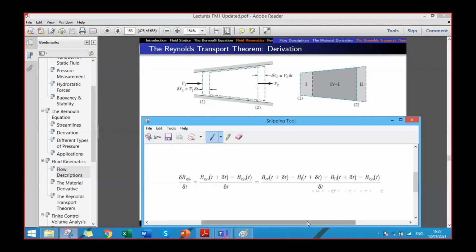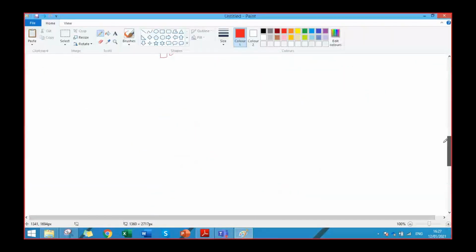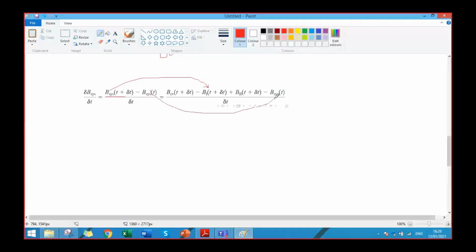The other term would be at time t plus delta t. Okay. So at time t plus delta t, we'll have B system change in property. That is B system at t plus delta t minus B system at t, right? The change will be property at time t plus delta t minus property at time t. Clear? And now we know B system in terms of the control volume form. So we have just substituted the control volume functions here. So we get this. And we also know that B system at t is B control volume. And we will replace this with B control volume of t. Clear?